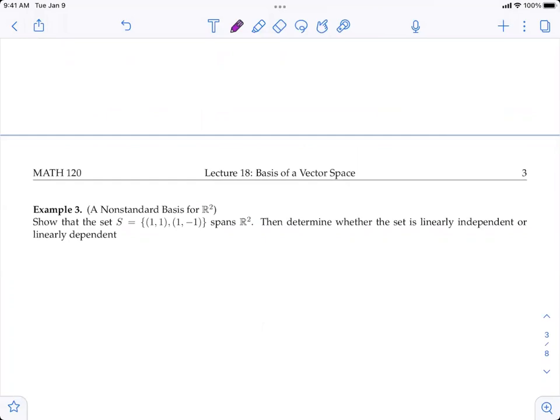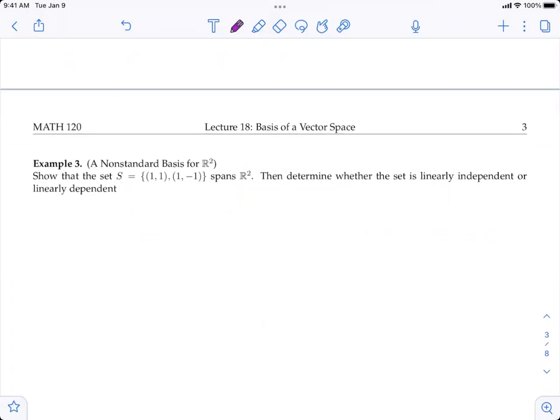Now, in example three, we want to show that the set S, consisting of two vectors, (1, 1) and (1, -1), spans R2, and then determine whether the set is linearly independent or linearly dependent. With these two points combined, we can show that S is a basis for R2, even though S does not have the standard unit vectors. First, to show that the set spans R2, we need to show that for any vector U in R2, U can be written as a linear combination of the two vectors in the set S. The vector (1, 1), I call V1. The vector (1, -1), I call V2.